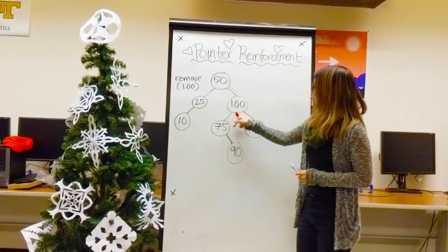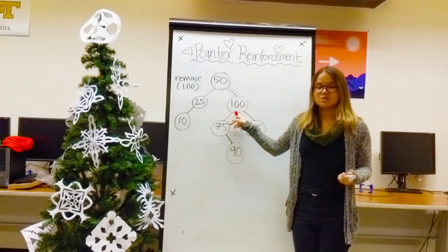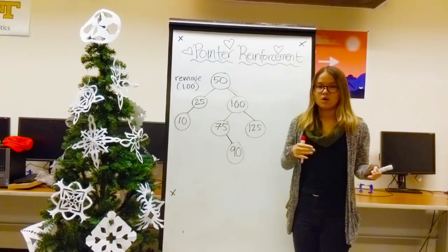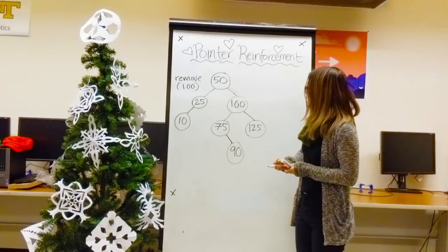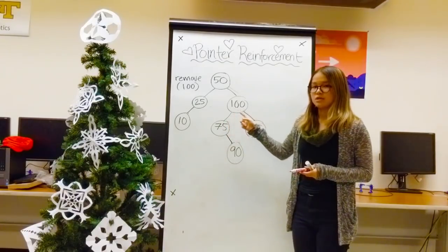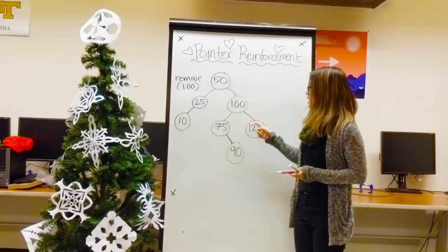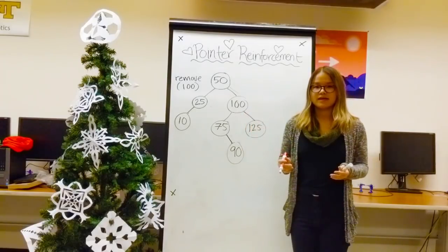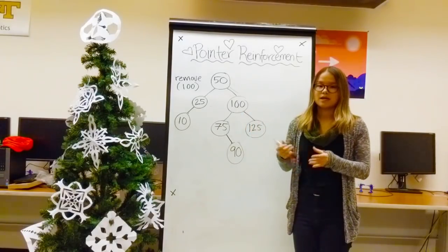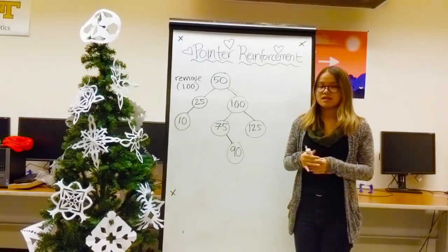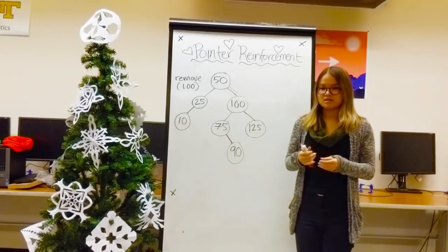Then when we reach the 100, we compare the data, see that it's equal, and now we have to go through and consider all the different removal cases. We check the status of its left and right children. We see that both of them are valid, so we have a 2-child remove case. Now we're going to make a call to our predecessor helper method to find and remove the data of the predecessor.